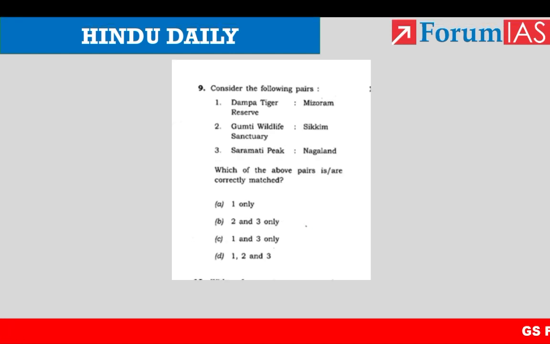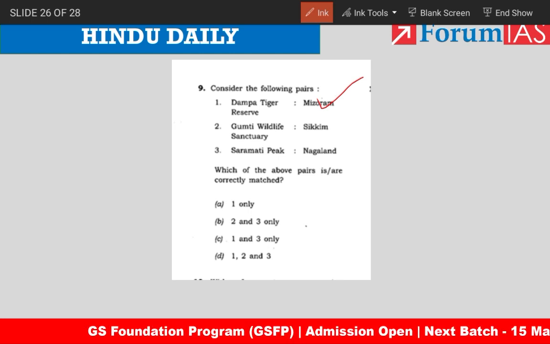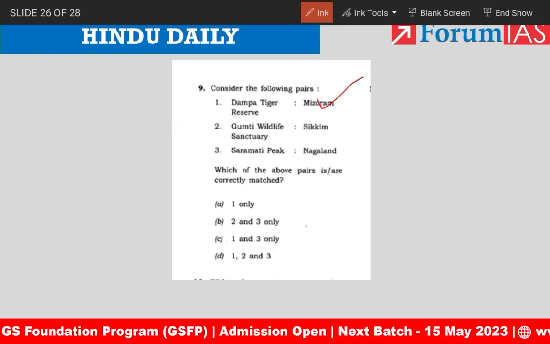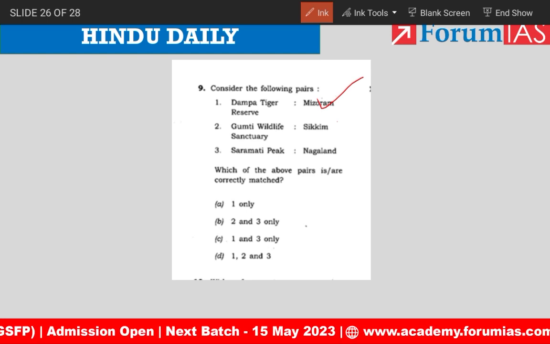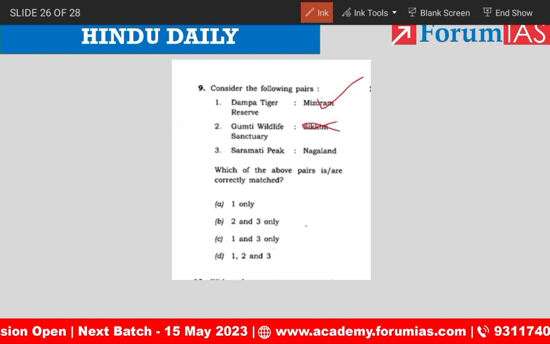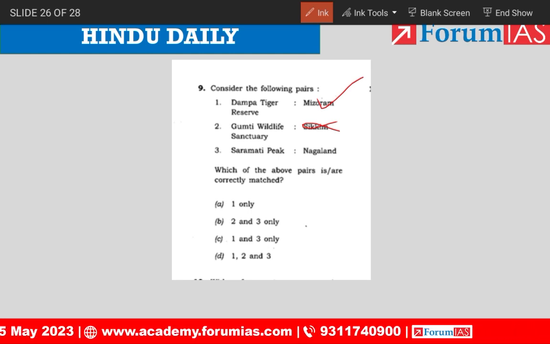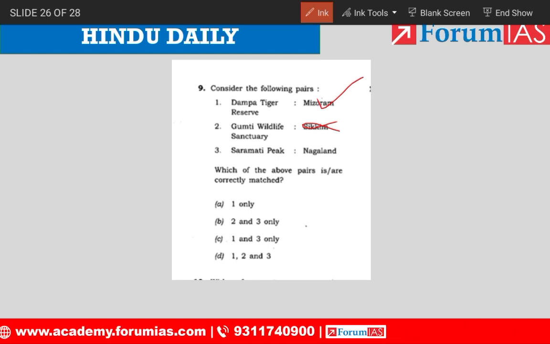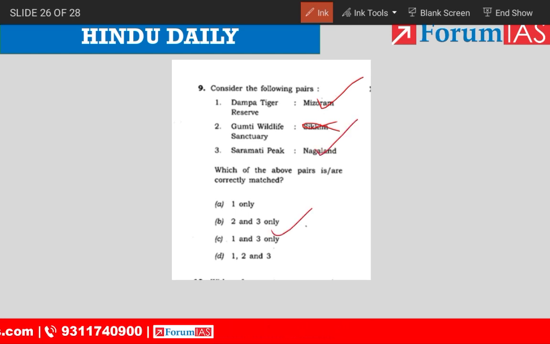So where is Dampa? Can you guess? Dampa Tiger Reserve is in Mizoram only. That is right. Where is Gumti? They might ask questions like this. So Gumti is not in Sikkim. Gumti is in Tripura. And where is Saramati Peak? Saramati Peak is in Nagaland only. So only the second is wrong. So the answer is C, 1 and 3 only.